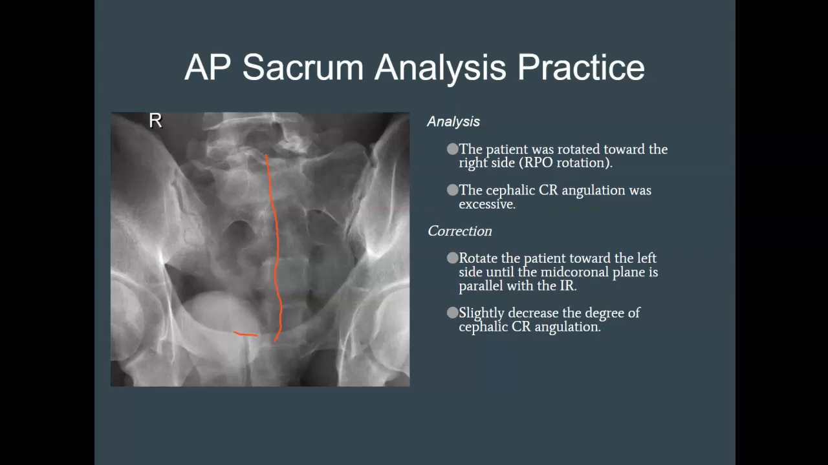The second, I guess for a lack of a better term, eyesore here is we don't see the sacrum demonstrated in its entirety. Actually, it is superimposed down here by the pubic symphysis. So this should tell you that there is an angulation issue as well. We are not appropriately angled. We're actually excessively angled. So we need to decrease the degree of cephalic angulation and also rotate that patient towards the left side so that the mid-coronal plane is parallel with the IR, and repeat the projection.